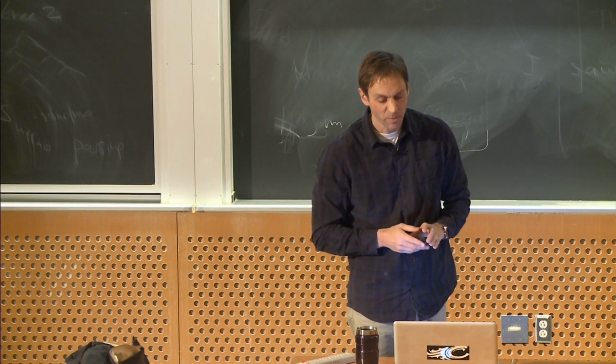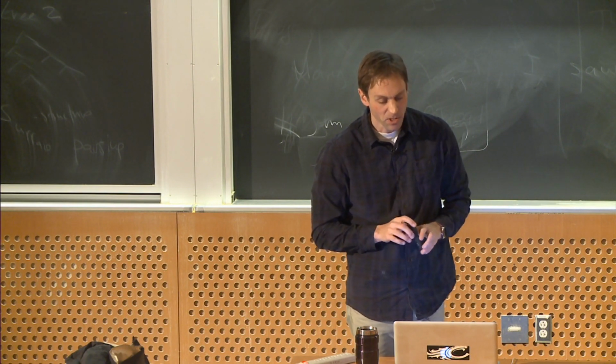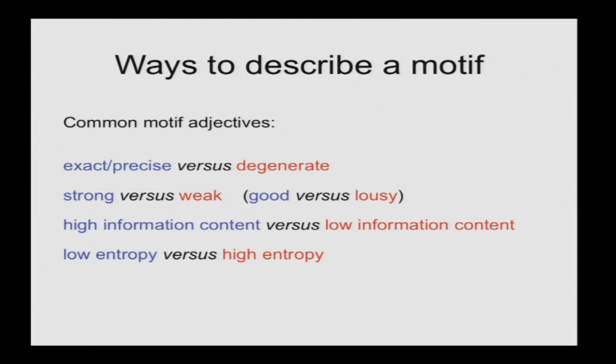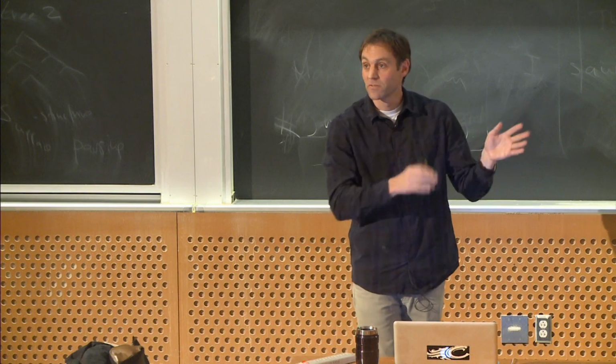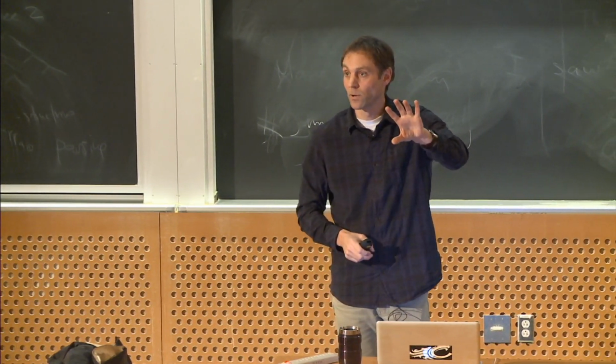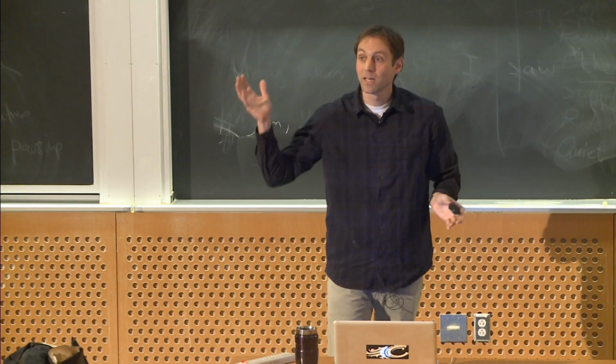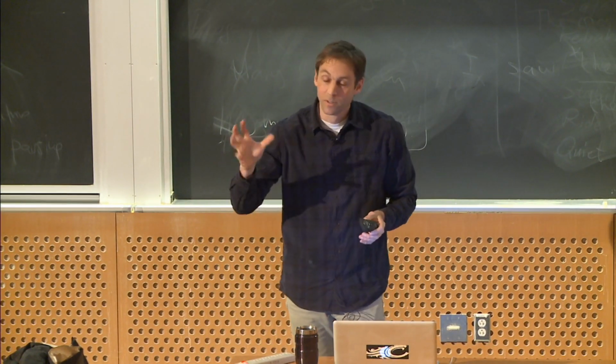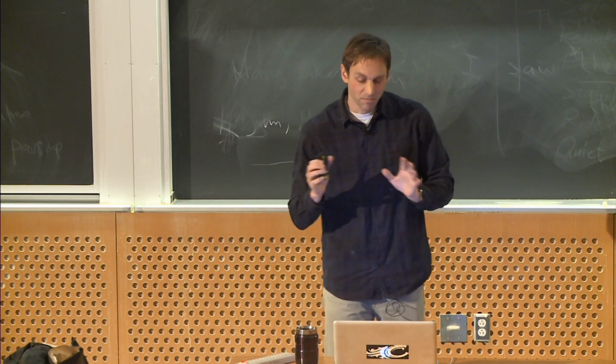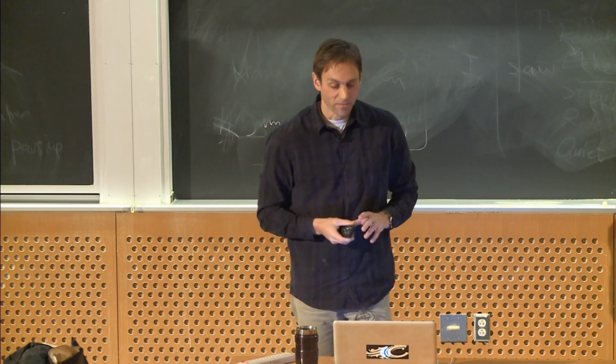Okay, so when people talk about motifs, they often use language like exact or precise versus degenerate, strong versus weak, good versus lousy, depending on the context, who's listening. An example would be a restriction enzyme. You often say restriction enzymes have very precise sequence specificity. EcoR1 only cuts at GAATTC, whereas TATA binding protein is somewhat more degenerate. It'll bind to a range of things. So I use degenerate there. You could say it has a weaker motif.